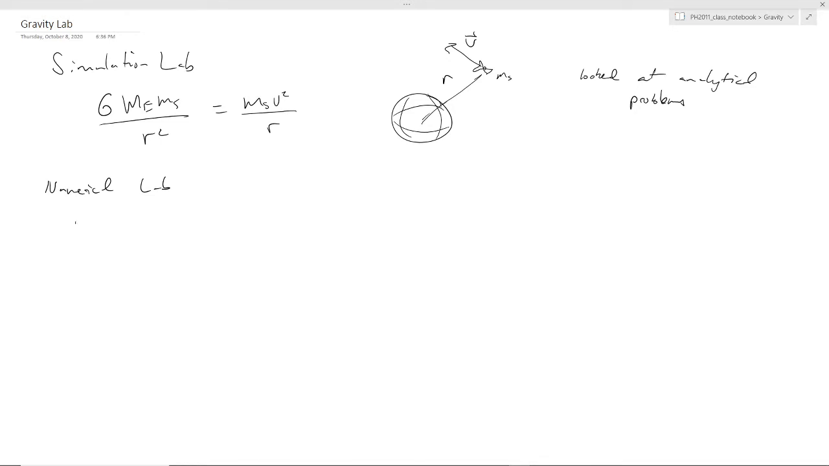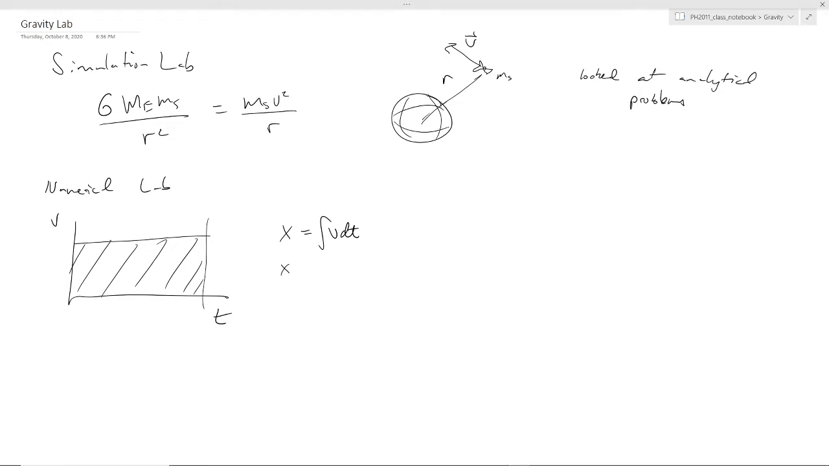Basically, imagine a plot of velocity as a function of time. Now, if you wanted to know how far you went in some amount of time, you would have to add up this velocity. You would integrate it. So in other words, the x would be the integral of velocity over time. And in this situation where the velocity was constant, this integration is really easy, right? The x is just v times t.